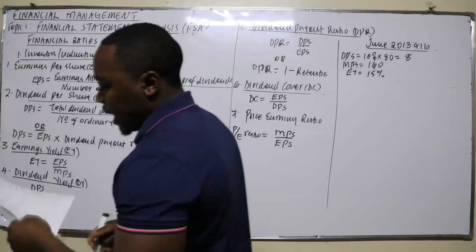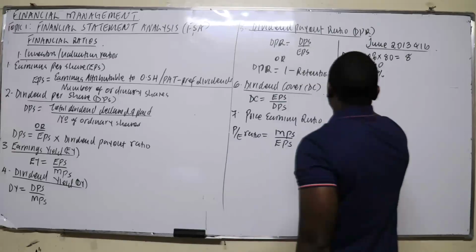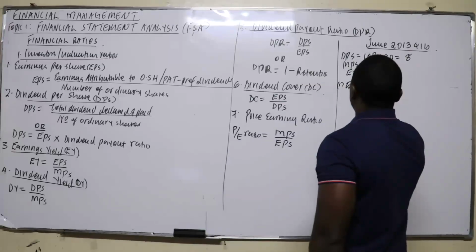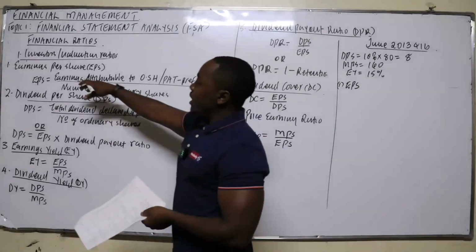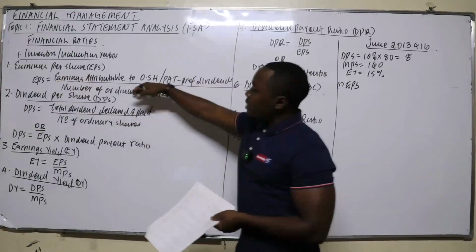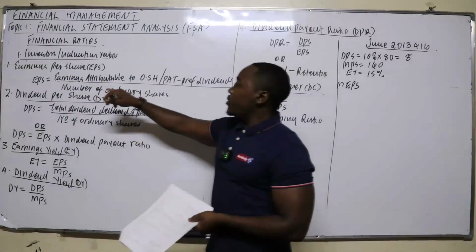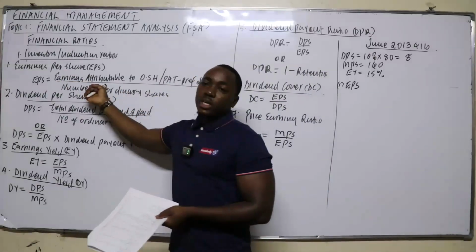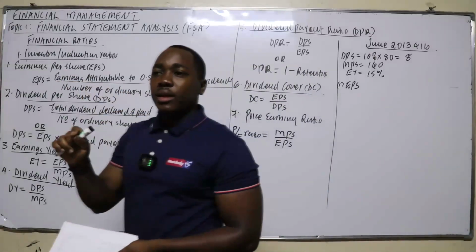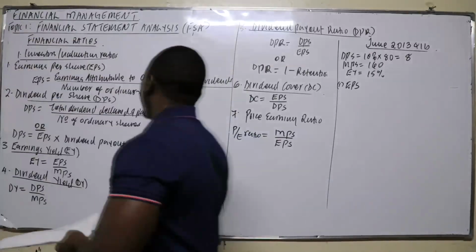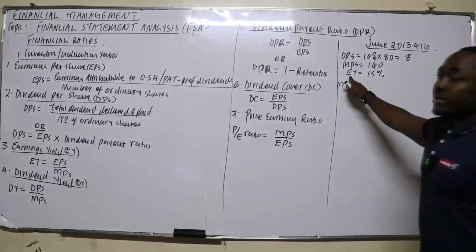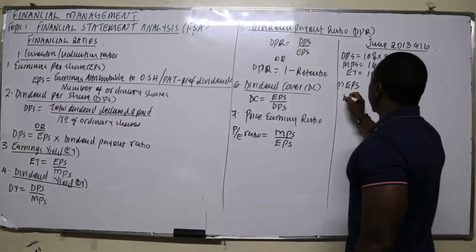Number one is the earnings per share. So number one, we compute earnings per share. How do you compute the earnings per share? I gave you the formula: you take the earnings attributable to ordinary shareholders and divide by the number of ordinary shares. In this case, we are not given the number of ordinary shares. We're also not given the profit. But we are given the earnings yield.